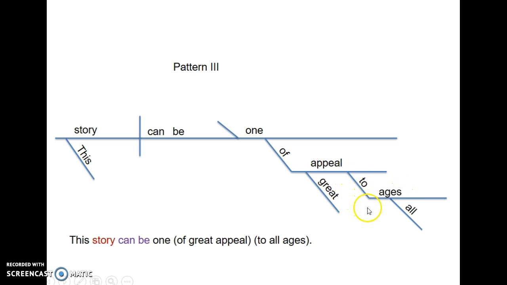And then we have the to all ages that goes below. Keep in mind with prepositions, you have your prepositions on the slant. Nouns, it doesn't matter where they are, how they're functioning, always go on horizontals.